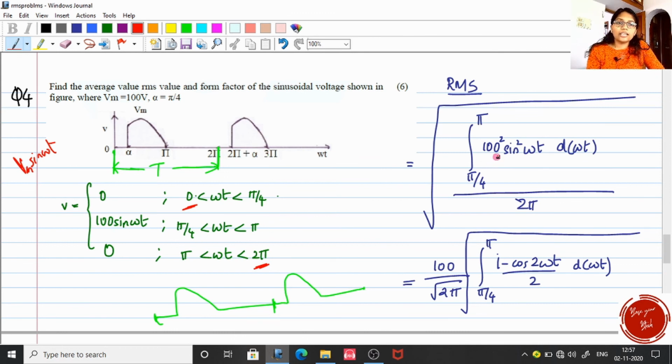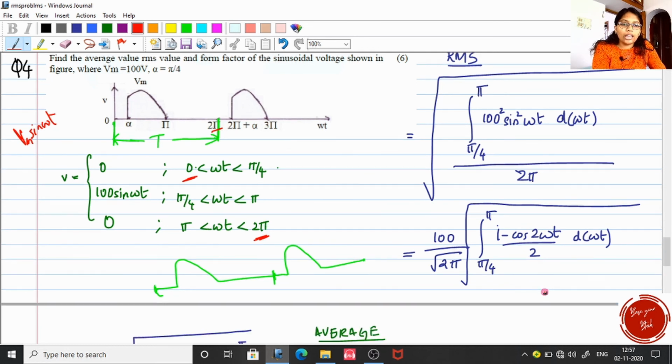So let's square it. It becomes 100 square sine square omega t. Take the mean. Taking the mean means integrating and dividing by the time period. The integration is done only between pi by 4 to pi because at the other times there is no function. So pi by 4 to pi, divided by the time period 2 pi. Again 100 square divided by 2 pi. When taken outside the square root, it becomes 100 divided by root of 2 pi, and sine square is reformed as 1 minus cos 2 omega t by 2.